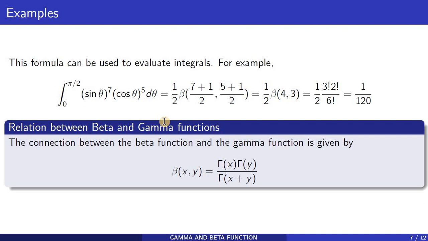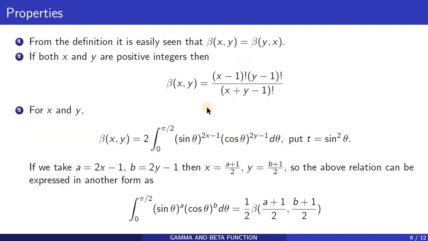Now we try to establish a connection between the gamma function and the beta function. The gamma function, as you remember, is gamma of x equal to integral from 0 to infinity of t raised to x minus 1 into e raised to minus t dt. These two functions are related by this formula: beta of x comma y is equal to gamma of x into gamma of y divided by gamma of x plus y. And this is actually motivated by this particular relation: beta of m comma n is equal to m minus 1 factorial into n minus 1 factorial divided by m plus n minus 1 factorial.